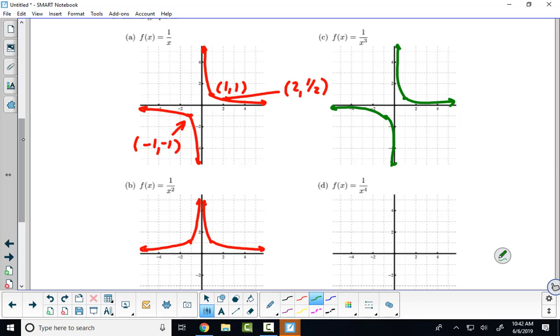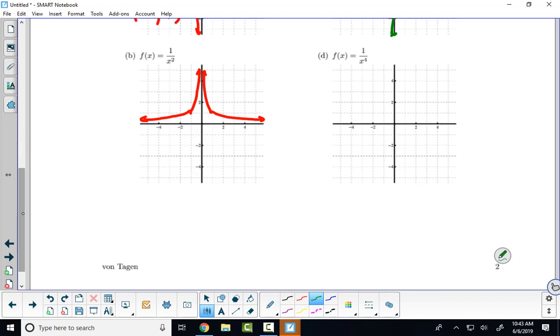How does the graph of 1 over x compare to the graph of 1 over x cubed? How do A and C compare? They look similar. Are they the same? No. Specifically, that green function rises up more quickly as we approach the asymptote, and it dies off more quickly. It goes to 0 more quickly. But the general shape of those two functions is the same, and that's what I want you to notice going forward.